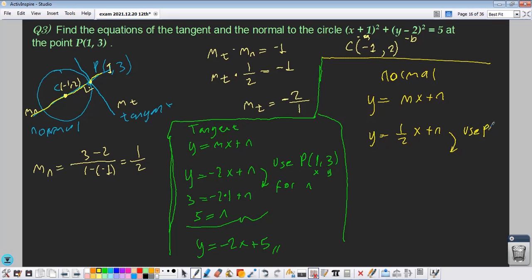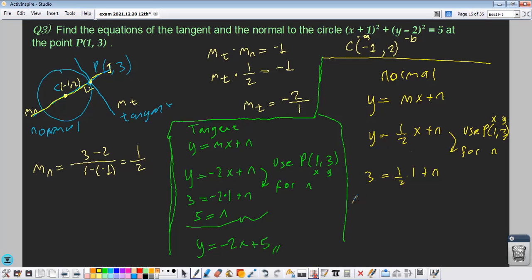So let's use the same point P, 1 and 3, because the center point has a negative number for X. It is better to use points when they are both positive. We are using this to find n, for X and for Y. We will replace them. Y number is 3, X number is 1. 1 over 2 times 1 plus n.